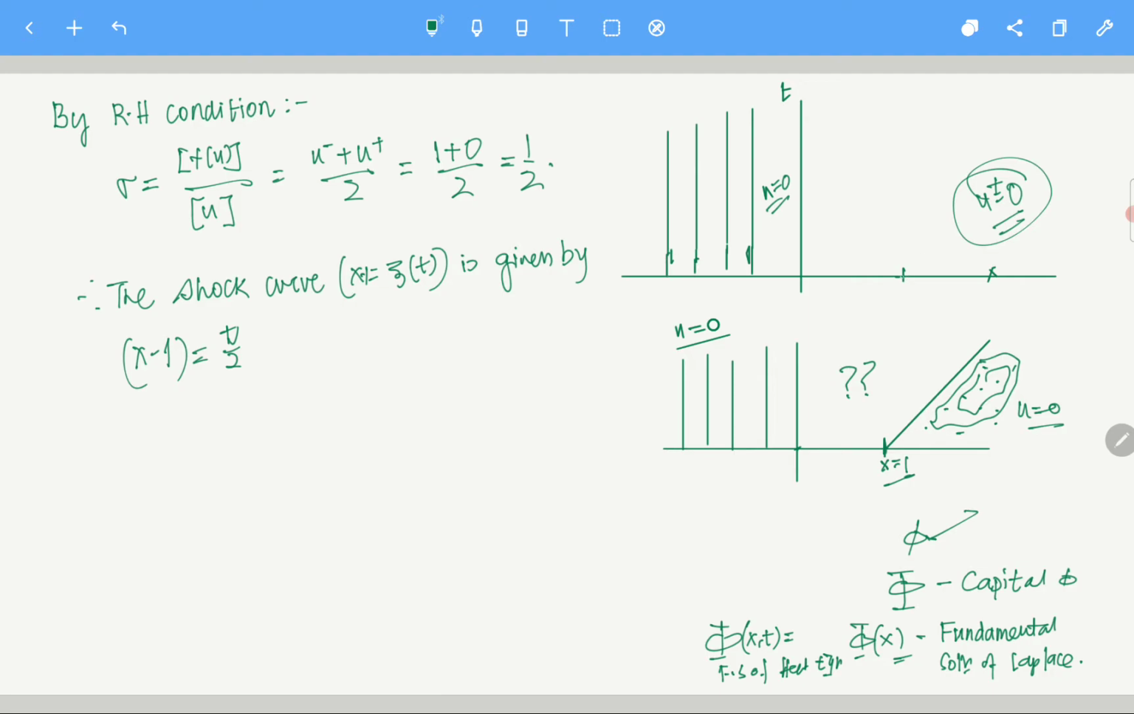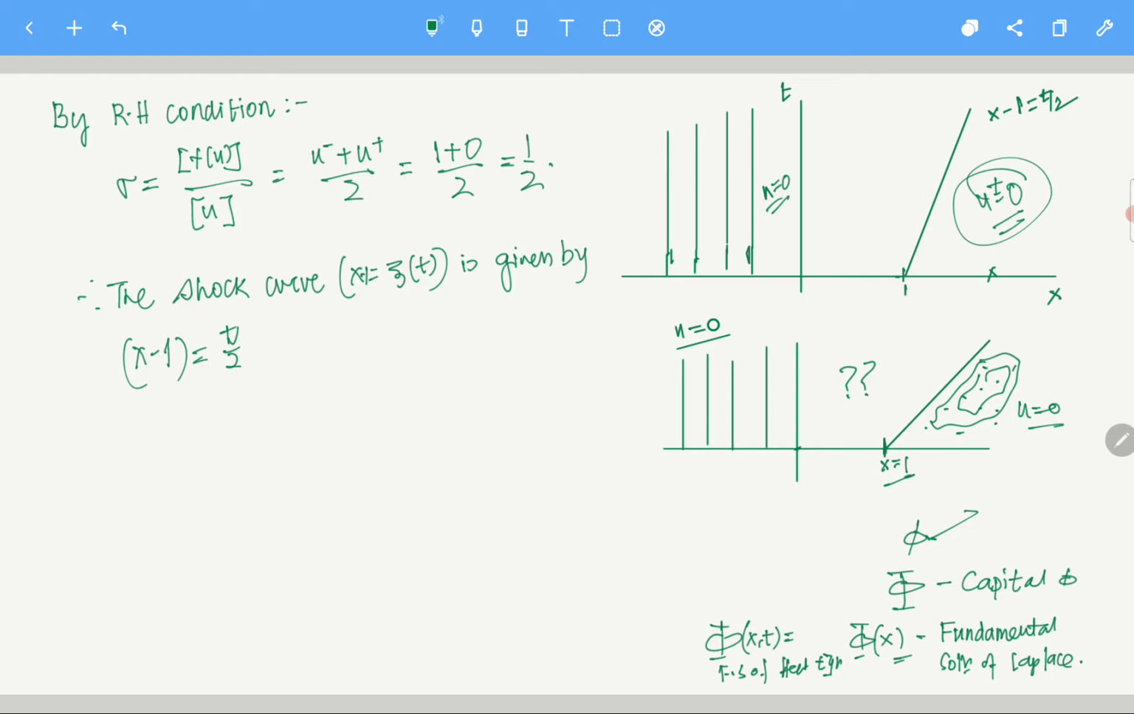Okay, see the shock curve from here. This is x equals 1, this is the x-axis. It starts from here and goes on like this. So this is x minus 1 equals t by 2. That's the shock curve. Why is it like this? Because it starts from x equals 1. So in this whole region, u plus is going to be 0.